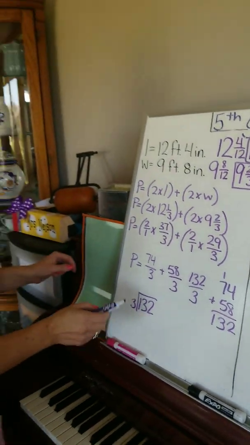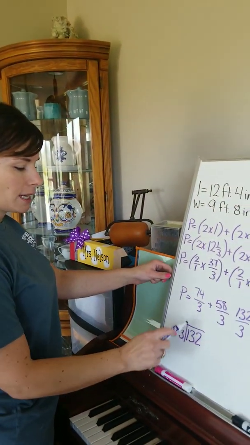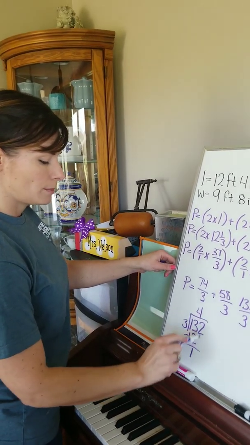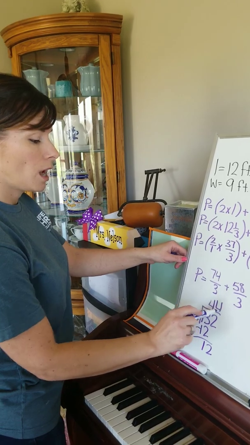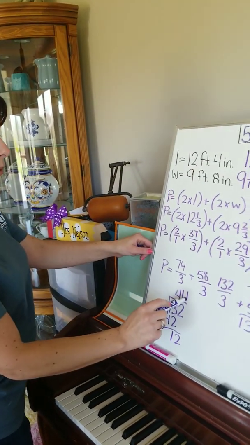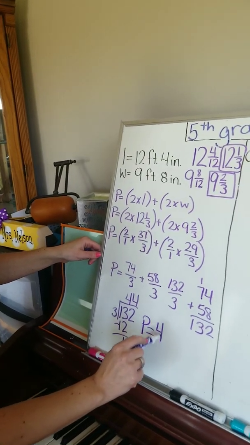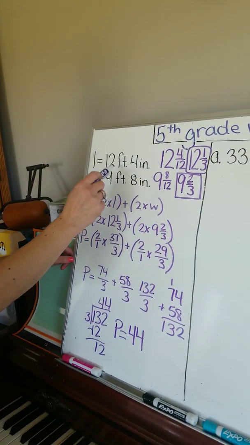Okay, back to this, finishing. We're almost done. Okay, 3 into 13, 4. 3 times 4 is 12. 1, bring down your 12 again, 44. After all that, we got a total with just a normal number, 44. P equals 44 what? What do we have? Feet.